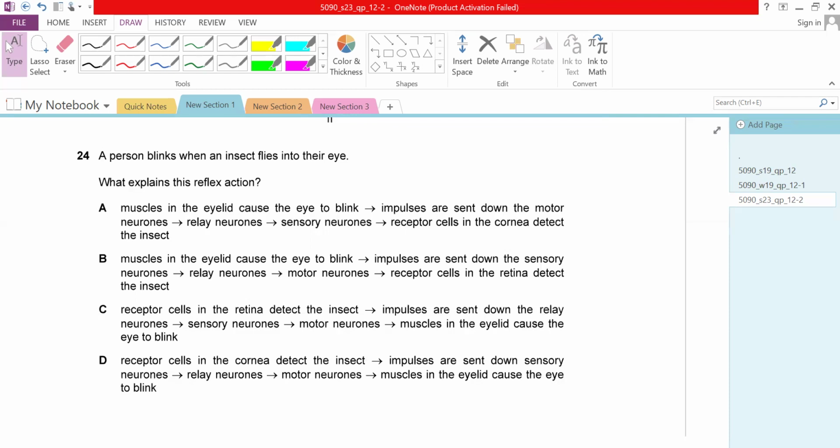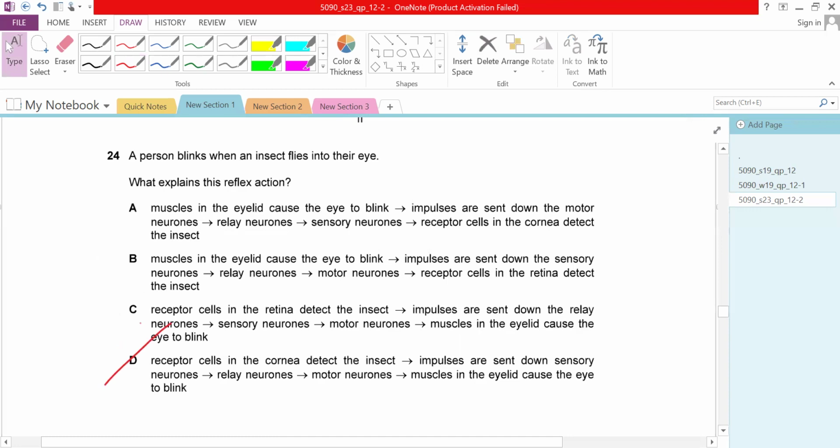So, firstly, receptor cells in the cornea detect the insect. After reading the first part of each of the four options, it will help you identify which one is correct, and then you can read it fully and easily identify whether it is correct or not. So, I think option D is correct. Receptor cells in the cornea detect the insect, then impulses are sent down the sensory neurons, then to the relay neuron, then to the motor neuron, and then the muscles in the eyelid cause the eye to blink. Correct option for question number 24 is D.